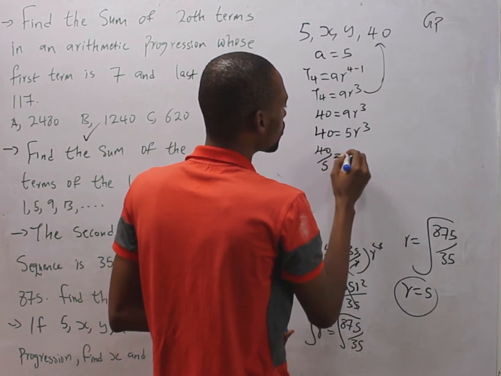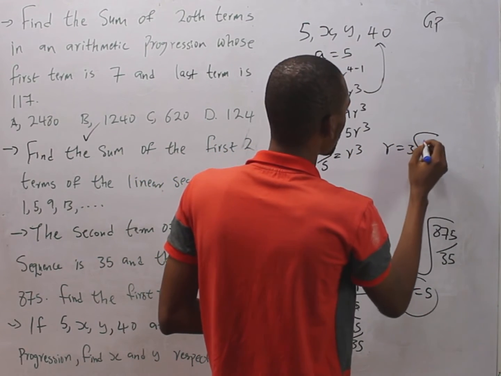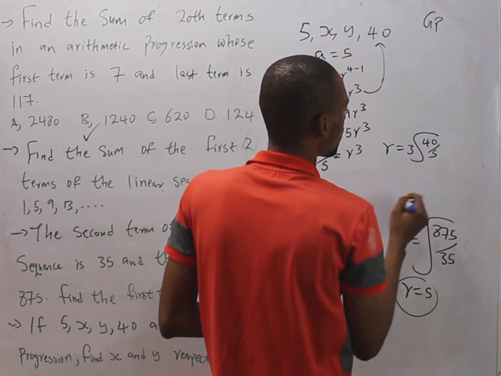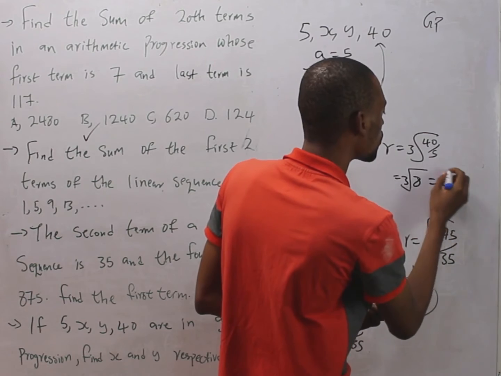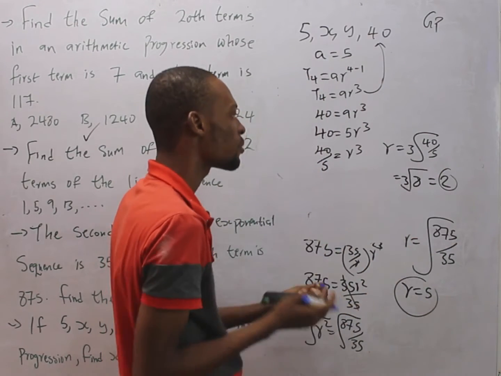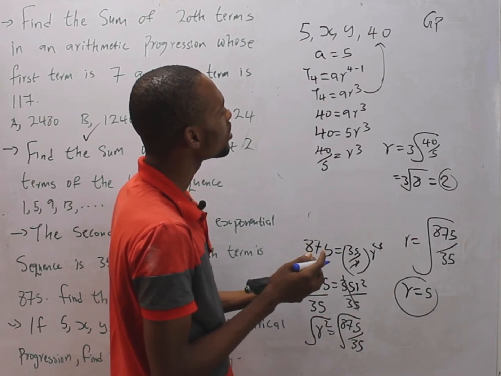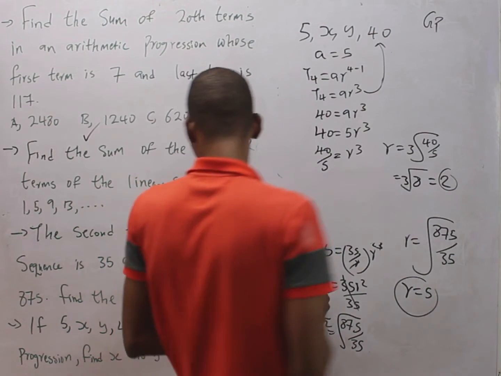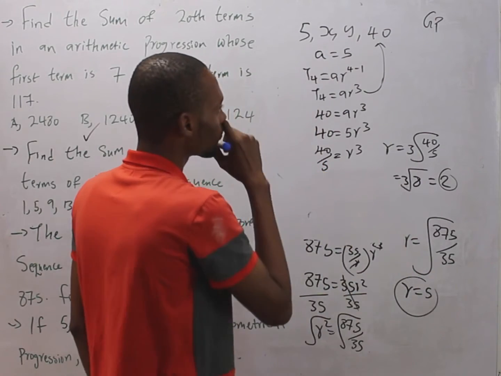40 over 5 equals r cubed. r equals the cube root of 40 over 5. r equals the cube root of 8, and that is 2. 2 times 2 is 4, times 2 is 8. So r equals 2. For S and Y, the common ratio is found to be 2.